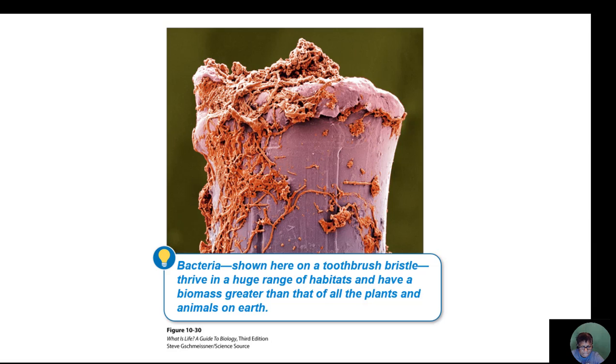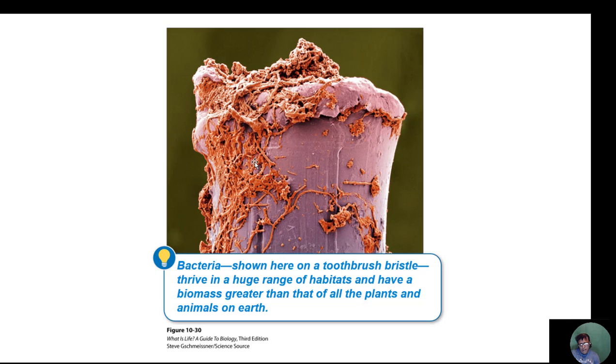Now, I want to point this out to you because it's something that's really important, especially during a time where we're going into cold and flu season, in addition to COVID-19. But here, take a look at the bacteria on this toothbrush bristle. This is actually magnified. This is one bristle of a toothbrush. All of this is bacteria. And so here we can see that bacteria can actually thrive in this huge range of habitats. And they have a biomass greater than that of all the plants and the animals on Earth.